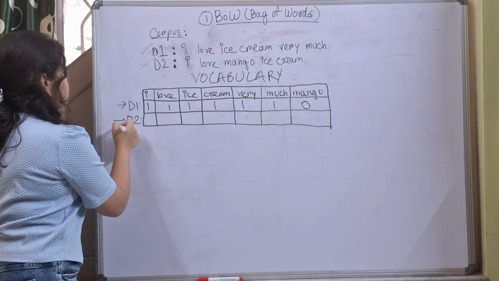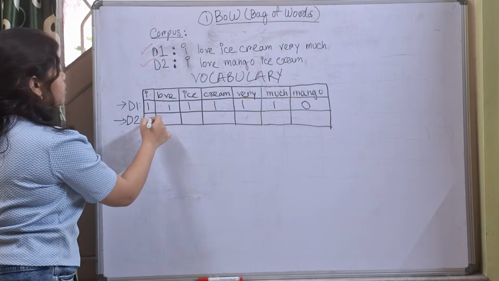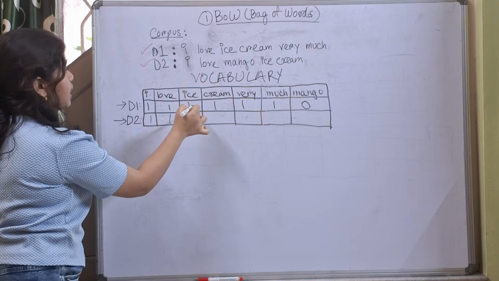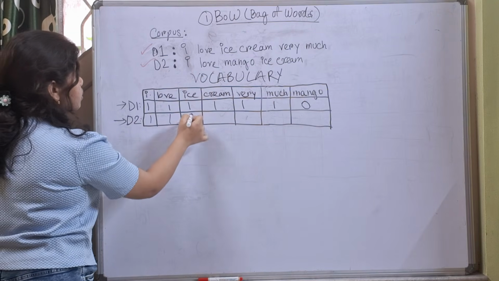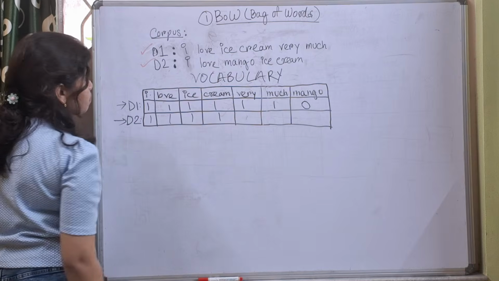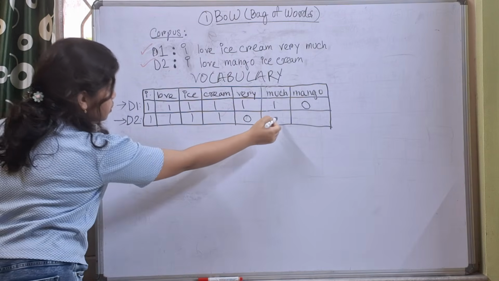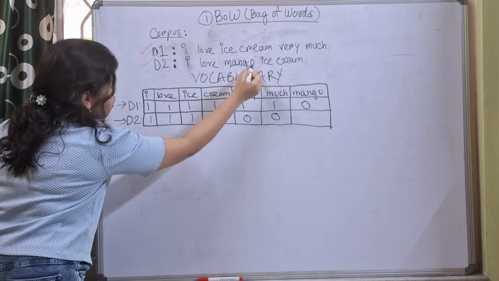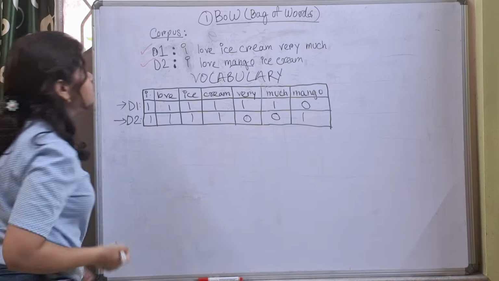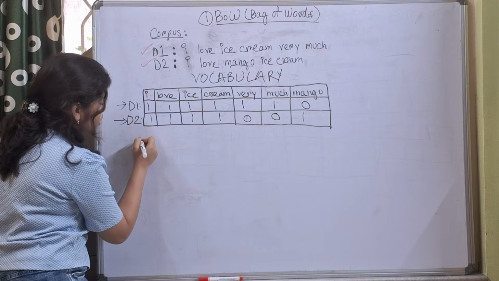Now we come to document 2. In document 2, I occurs one time, love occurs one time, ice occurs one time, cream occurs one time, very does not occur, much does not occur, but mango occurs. So mango is also 1. So what is the vector that you have generated?